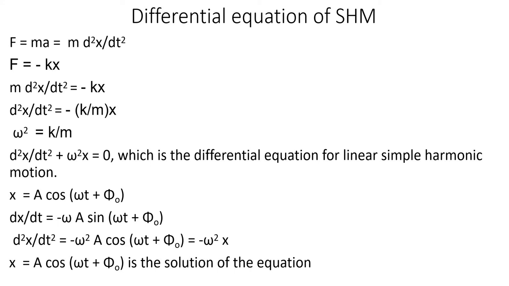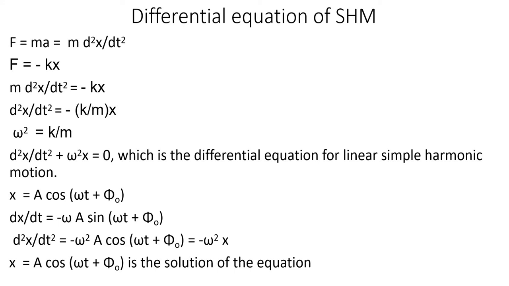Okay. So what is x? x is the displacement of the particle. a stands for the amplitude. What is meant by amplitude? That we will discuss. Omega stands for the angular frequency or angular velocity, and phi 0 is the initial phase. That also we will discuss, what is meant by those terms.